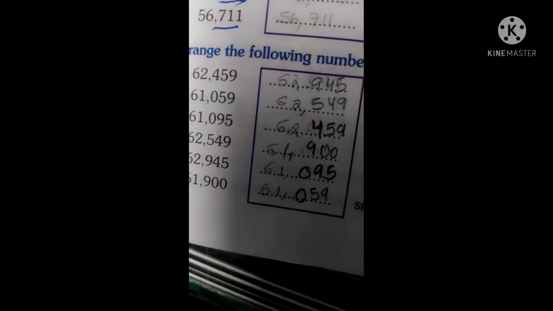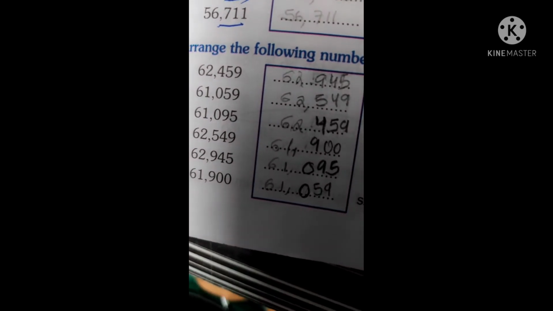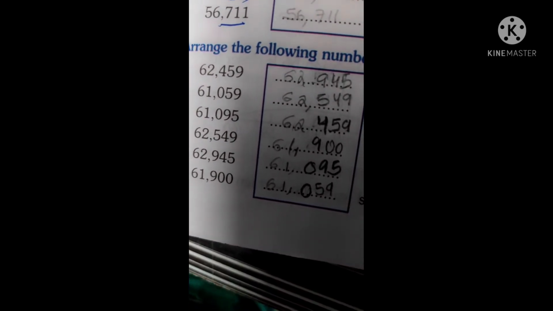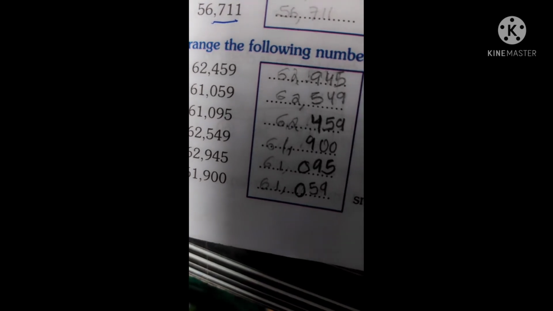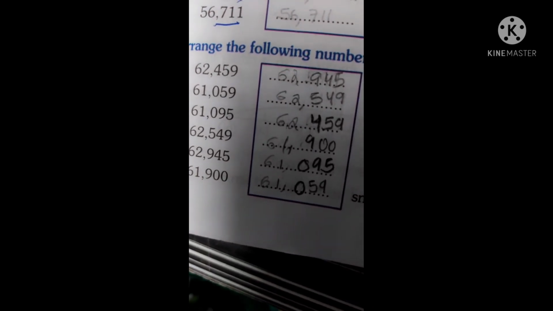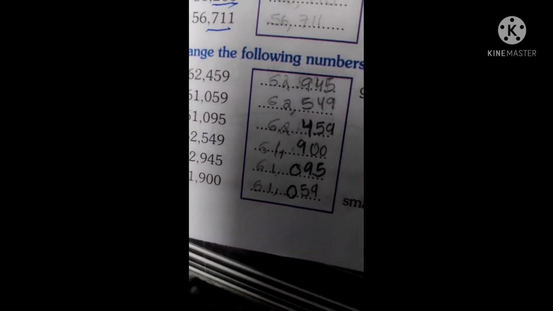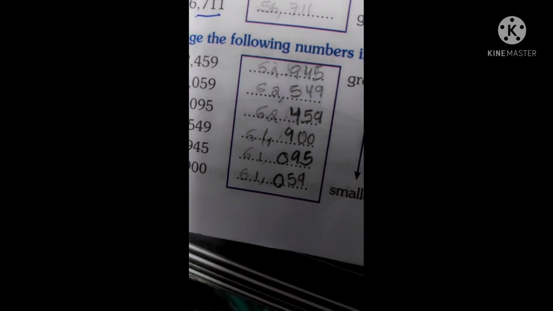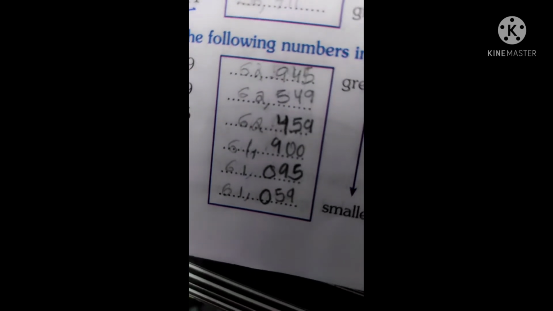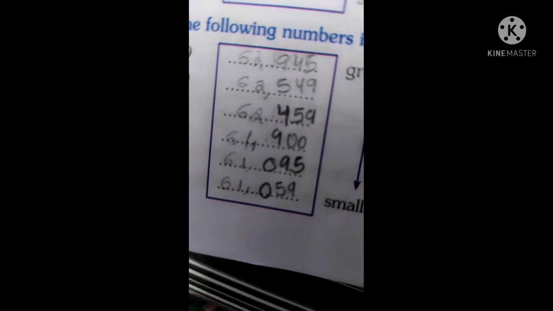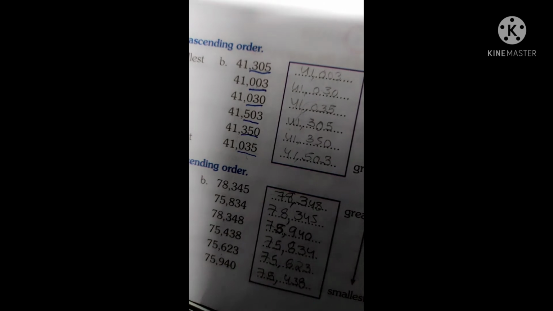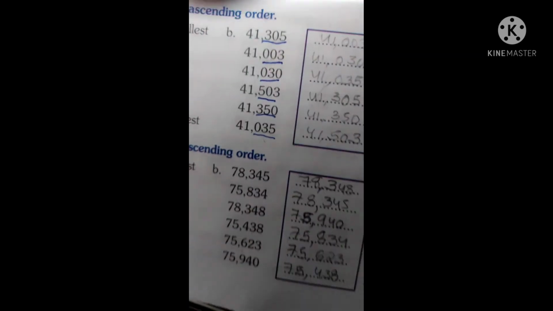And next, the next number 62,549 is the next number. And next number 62,459. And next one 61,900. And next one 61,095. And next one 61,059.